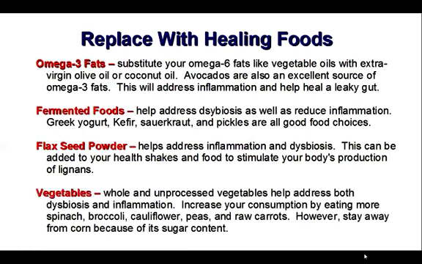And vegetables. Whole and unprocessed vegetables help address both dysbiosis and inflammation. So increase your consumption by eating more spinach and broccoli, cauliflower, peas, and raw carrots. However, stay away from corn because of its sugar content.